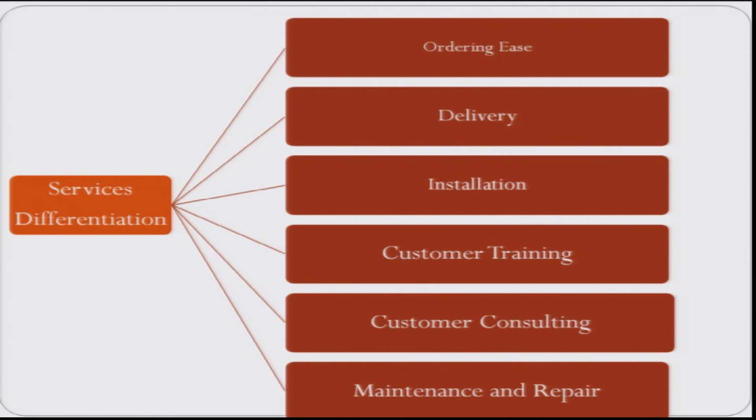So many companies in the banking sector are coming out with mobile banking and other things that make it much easier for the customer to operate or order. Then there is delivery, where a pizza company claims that the pizza will be delivered in 30 minutes, and if it is not delivered in 30 minutes, the customer can have the pizza for free. Then you have installation, customer training, customer consulting, maintenance and repair. These are basically the service based differentiation that can exist in the market.